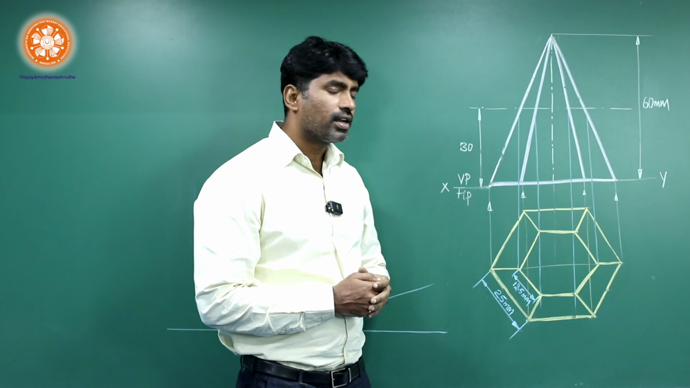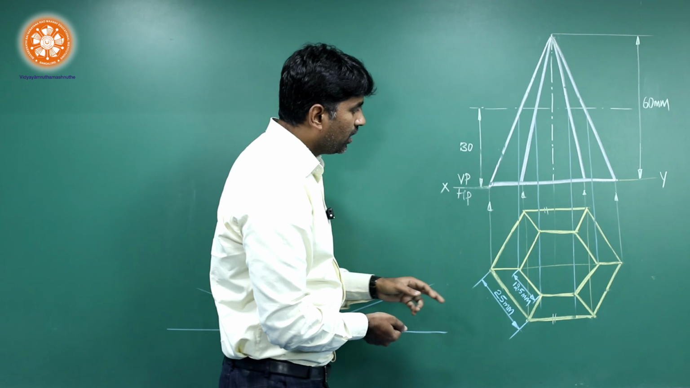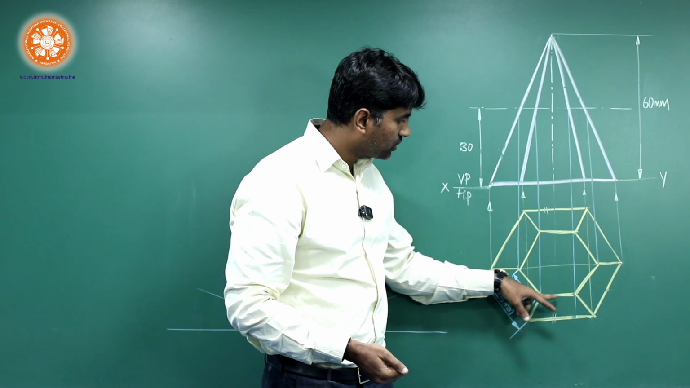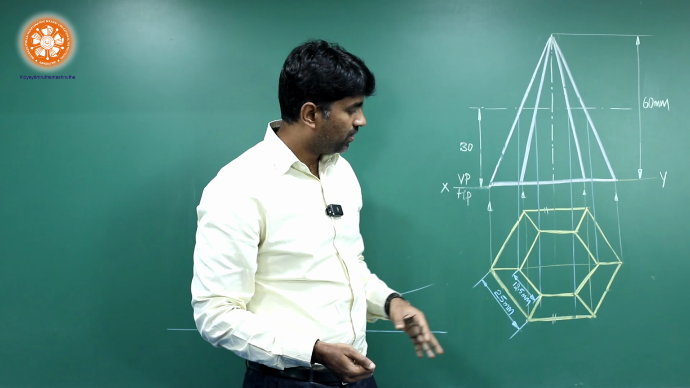Next, there is one section line which is clearly cutting this solid at a height of 30 mm. After cutting this, if we project all these projection lines downwards, they intersect at these points. After intersecting, if I join all these points, this is the final look of the pyramid.